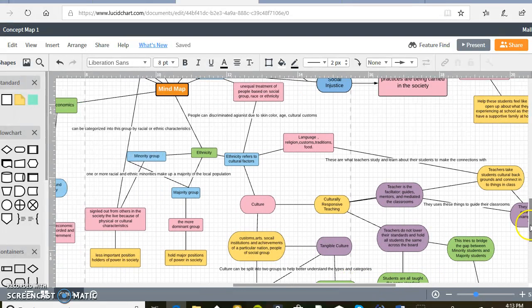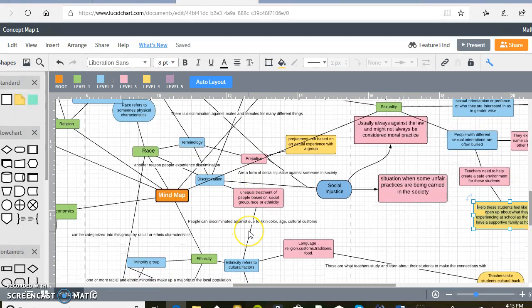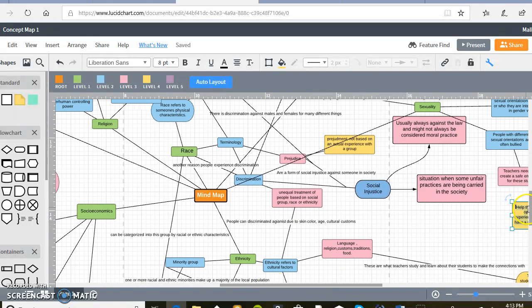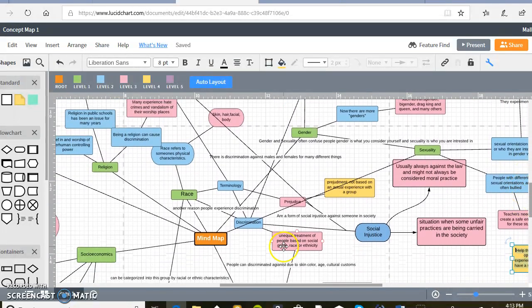And I also connected ethnicity to discrimination, with discrimination meaning unequal treatment of people. Ethnicity is a way people can be discriminated against by their cultural customs. And I also connected discrimination back to race, as this is another way people are discriminated against by their race, such as their skin color, or their facial hair, or their body.